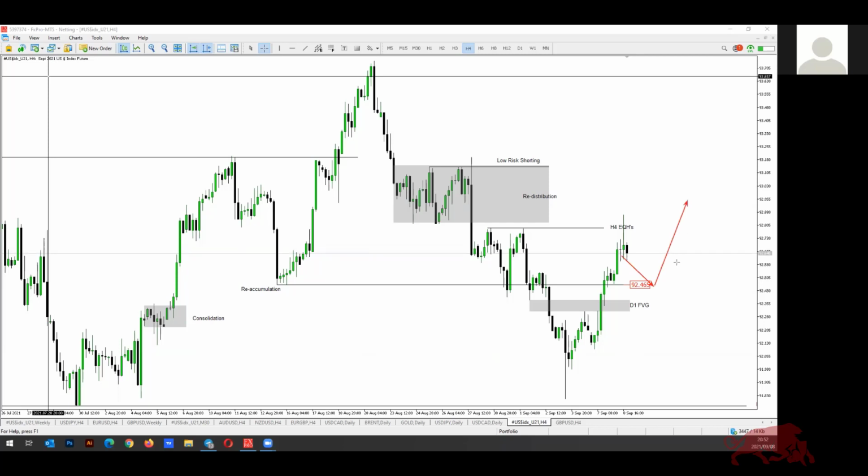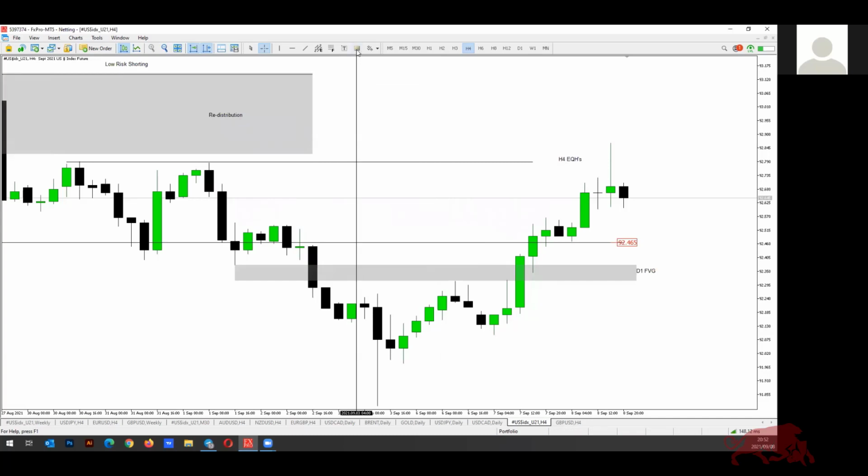But if it closes below that level, then right here, this imbalance on the fair value gap is where you're expecting dollar to go. So your first target, remember, is the next PD array that price is likely to find either support or resistance. In this case, dollar will likely find support around 92.465.